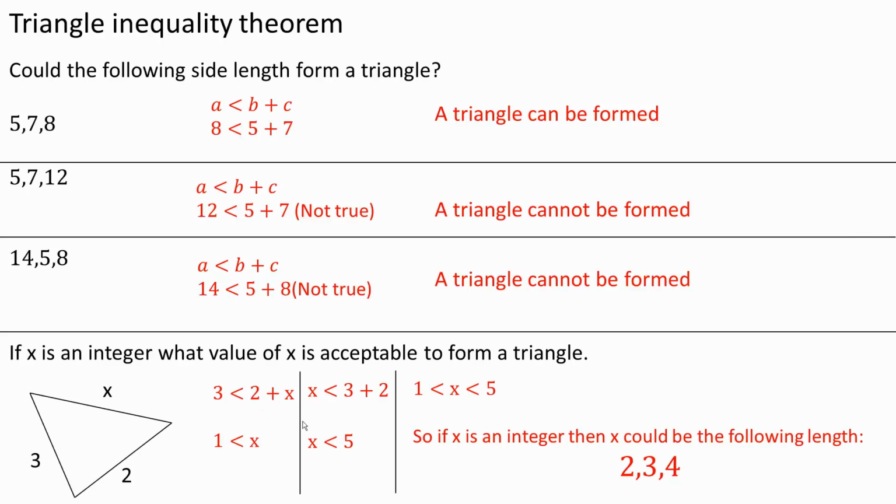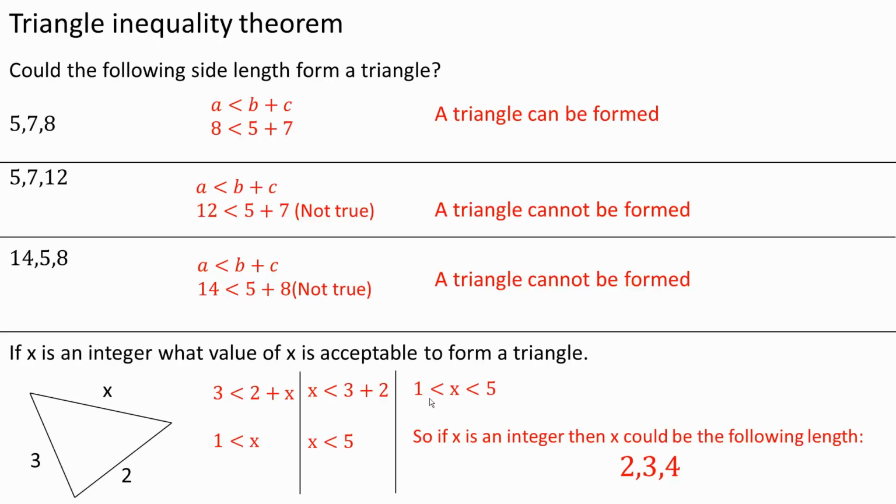And so we have 2 statements. 3 is less than 2 plus x, and so we have 1 is less than x. Likewise, x is less than 3 plus 2, so x is less than 5. And so right here is our statement, and we know x needs to be an integer.